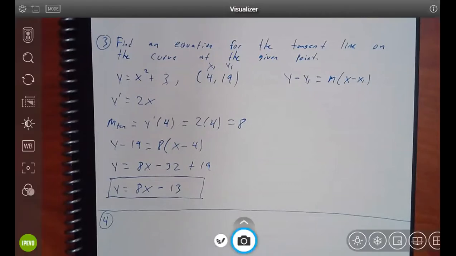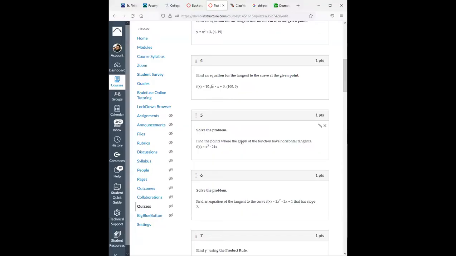Number 5 says, find the points where the graph has horizontal tangents. So that only happens when the derivative is equal to 0. So set the derivative to 0 and solve for x, and you'll find the value they're asking for. Okay, let's do number 5.